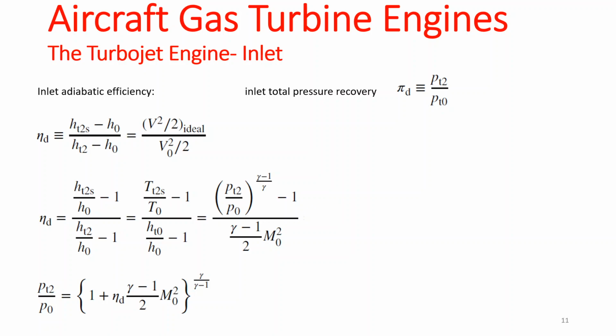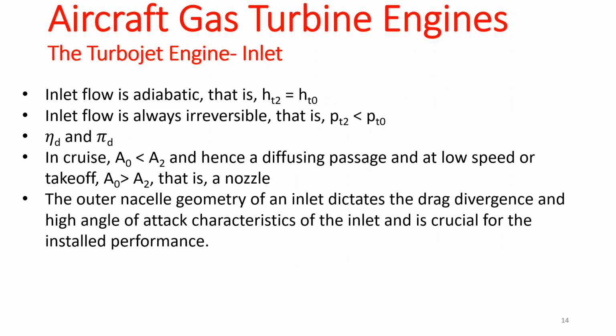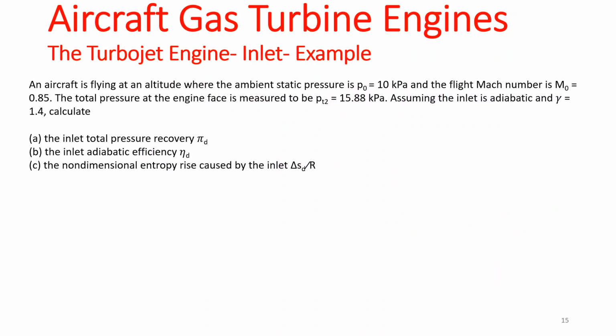So now you can just solve for eta using the bottom equation. Yeah, or this one, right? Which is the same thing, just a reformulation. That's it. And then you get the eta, and then the third part is asking us to find the non-dimensional entropy rise caused by the inlet. The non-dimensional entropy rise is delta S over R. So how would we do this?